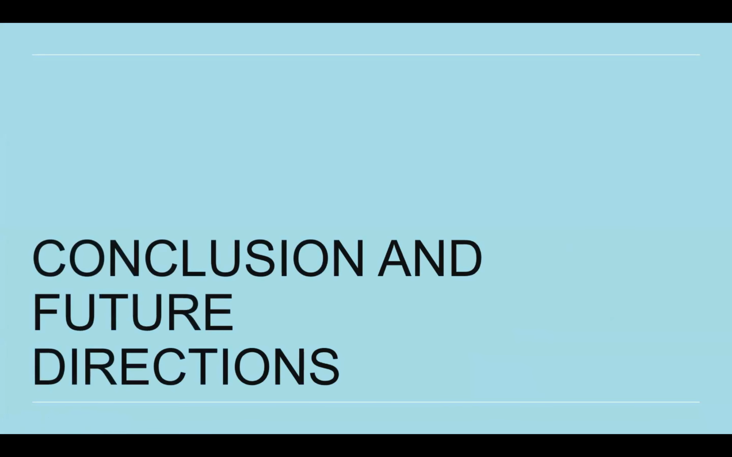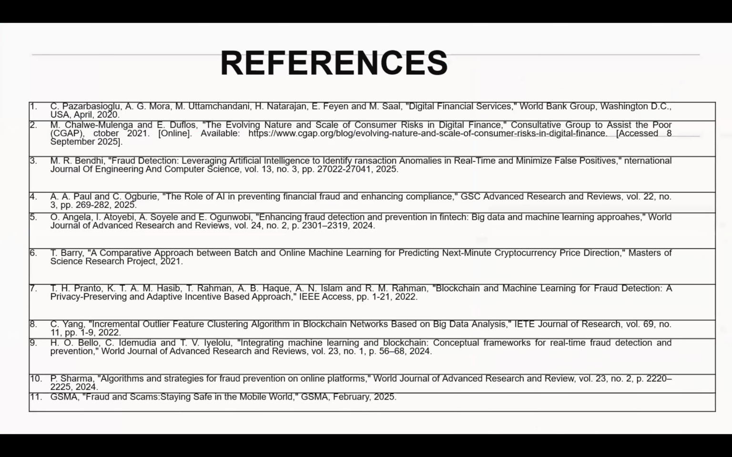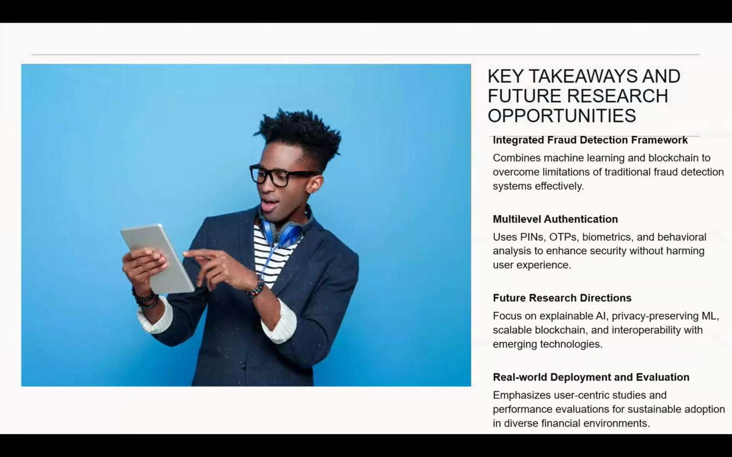The last slide. Next slide. So basically, the takeaway, no, before this one. Yeah, the takeaway from this presentation is that the integrated fraud detection framework combines machine learning and blockchain to overcome limitations of traditional fraud detection systems' efficiency. There is also multi-level authentication that is involved when you combine the two technologies, which makes the system robust.